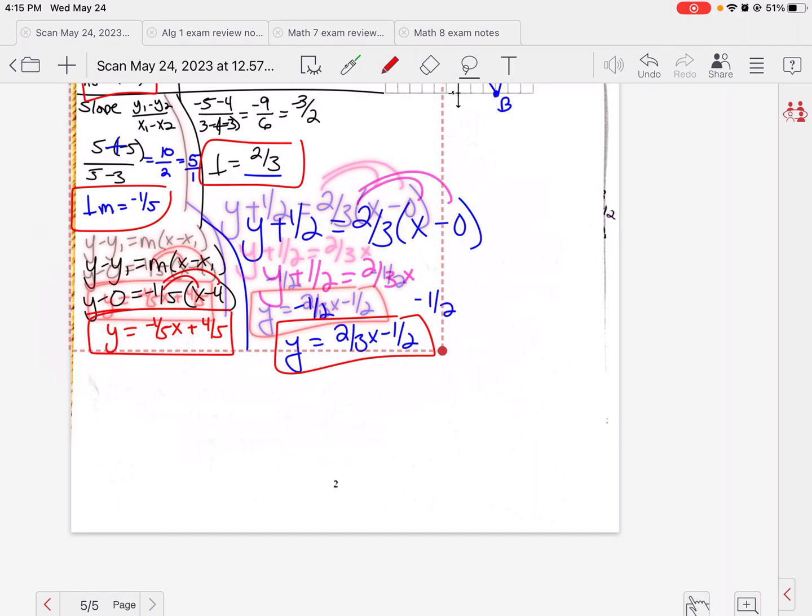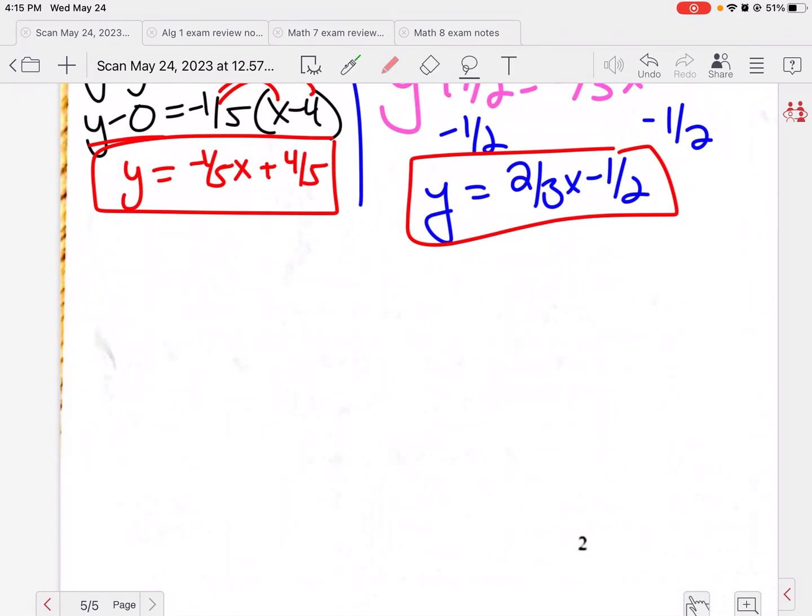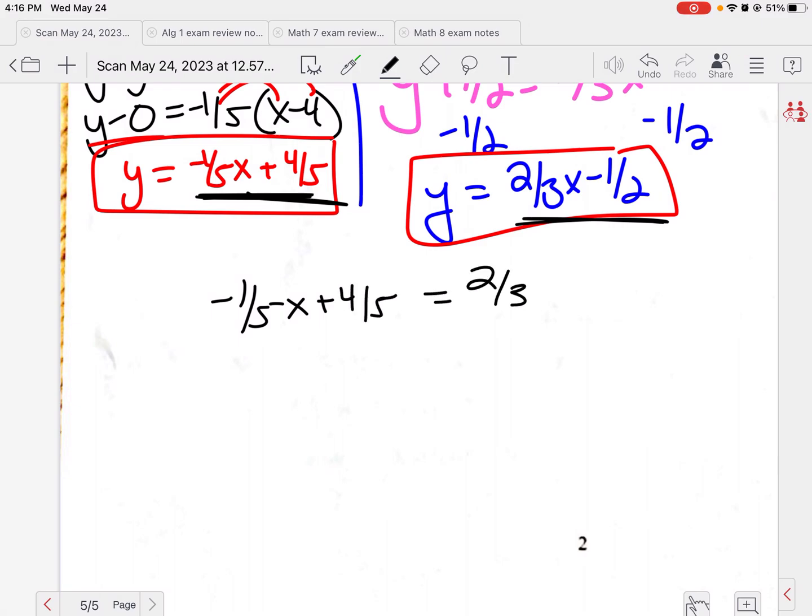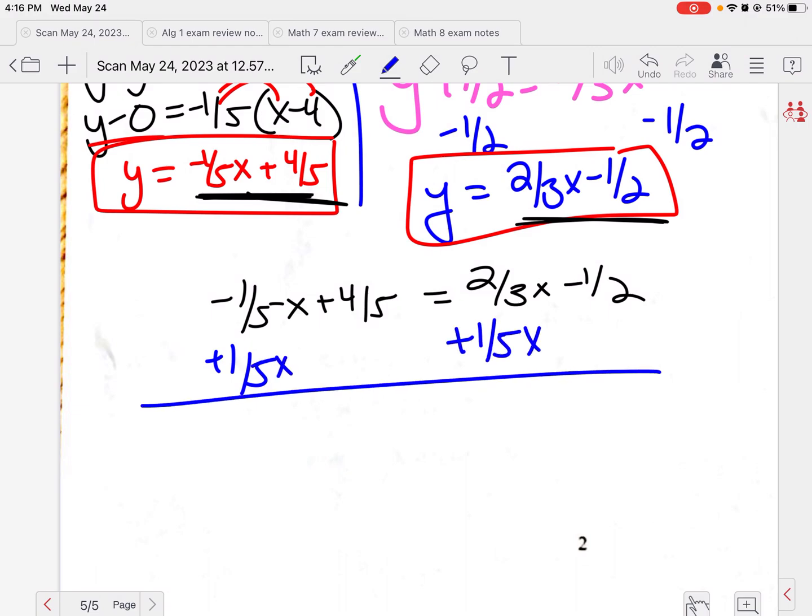Shrink that down again here. Now that we have two equations, we're going to set them equal to each other, so I'm going to take this part and this part. So we're going to have -1/5 x plus 4/5 is equal to 2/3 x minus 1/2. Now I want to get those x's together, so I'm going to add 1/5 x to both sides. I just like to move my negative x to my positive one so my x stays positive.